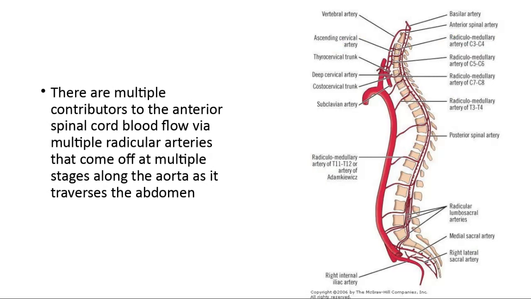With the anterior spinal artery, there are multiple contributors to the anterior spinal cord blood flow, and it's done via multiple radicular arteries that come off of the aorta as it traverses through the abdomen. One of the most well-known ones is the artery of Adamkiewicz. However, there are multiple other arteries that feed the spinal cord.